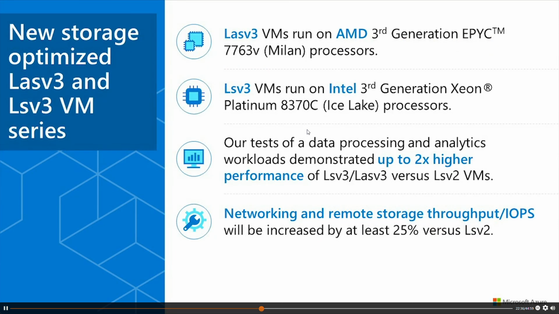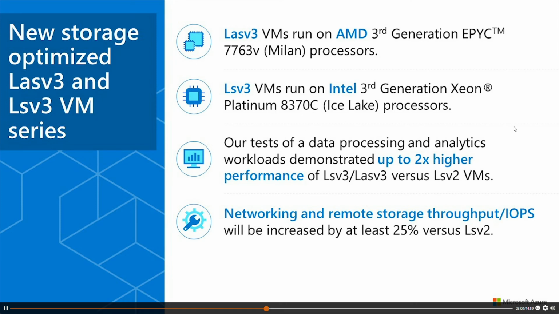With the new V3 L series, we will deliver the most asked improvements. While maintaining excellent local NVMe capacity, IOPS, and throughput, the new storage-optimized VMs will get the newest processors. There will be two flavors.